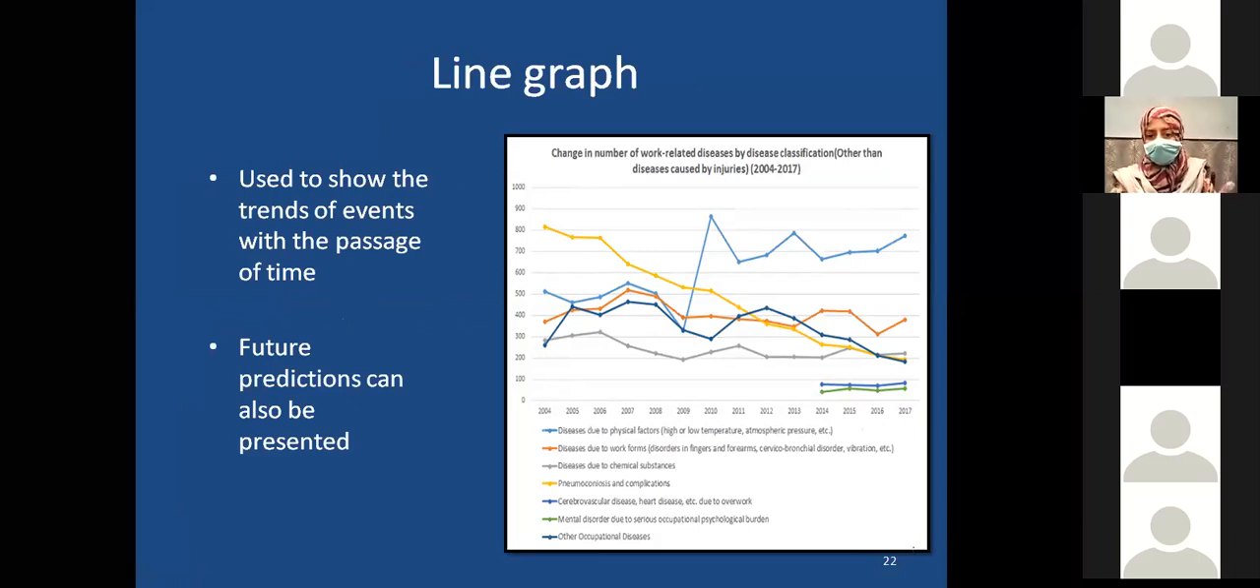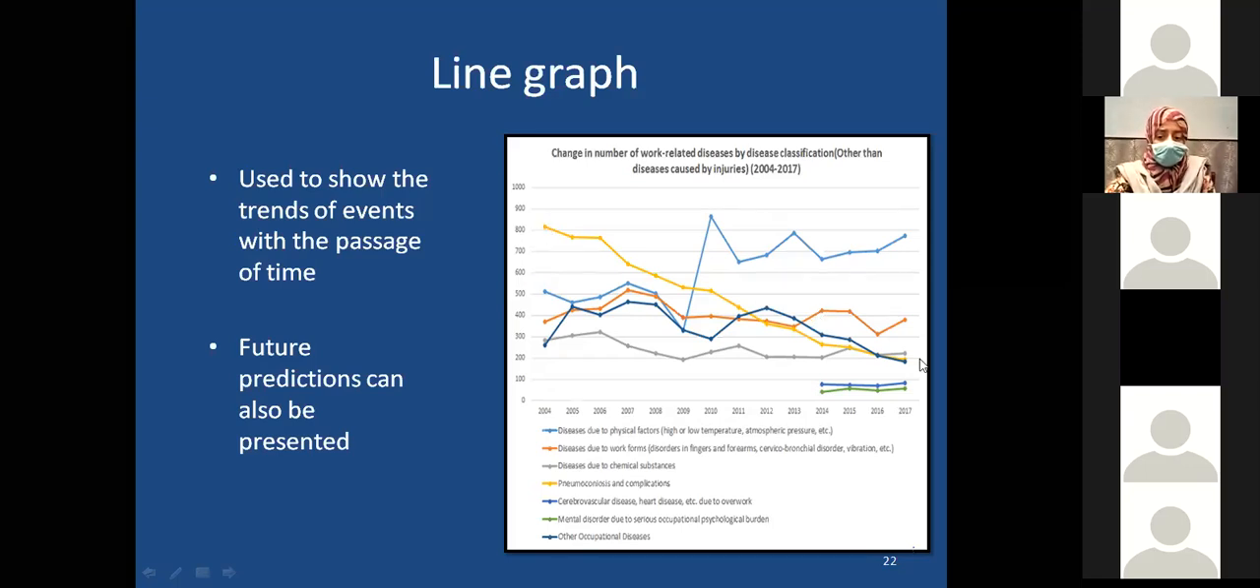For example, the change in the number of work-related diseases by disease classification, other than diseases caused by injuries. This is data from 2004 to 2017. So this is showing a trend in all the number of work-related diseases. And these are the legends that I was talking about. I don't know what this yellow color is for, but when I see these legends, I know it is for pneumoconiosis and complications. Pneumoconiosis is a work-related disease. Okay? So as I can see, the number of pneumoconiosis cases decreased from 2004 to 2017.